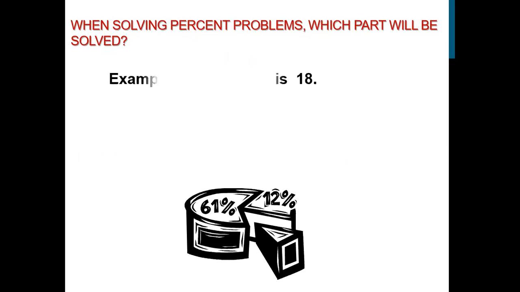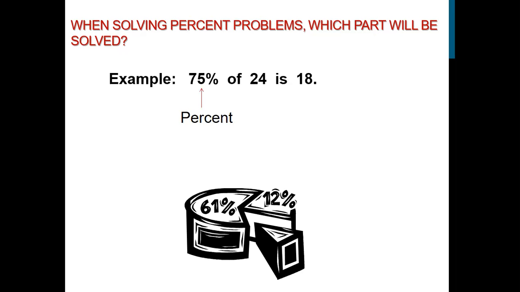So these are just number sentences. We'll get to word problems, but these are number sentences. Which part will be solved? In this example, 75% of 24 is 18. One of these numbers will be taken out, and I'm going to show you how to find each kind when given the other two.